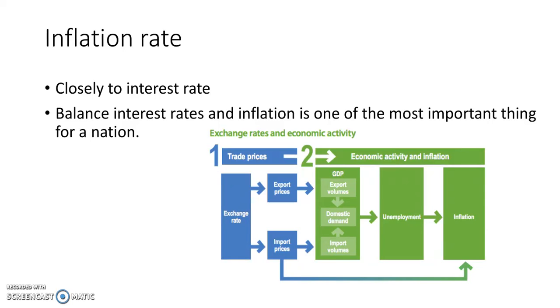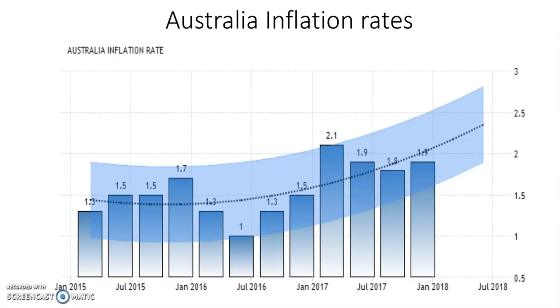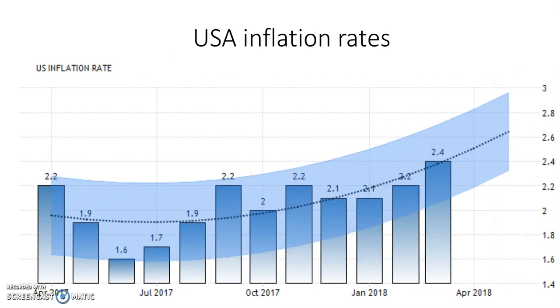Inflation rate. Inflation rate is closely related to interest rate, which can influence exchange rates. Countries attempt to balance interest rate and inflation, but the interrelationship between the two is complex and often difficult to manage. Here is the graph of the Australian inflation rate forecast for the next 3 to 6 months. It is more likely to reach 2.4%. And this is the graph of USA inflation rate. As you can see, it's more likely to reach 2.7%.